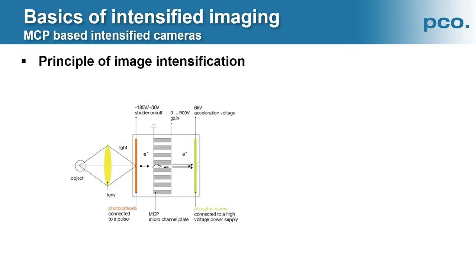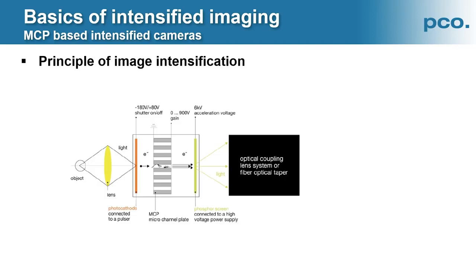The electrons are further accelerated before they hit the phosphor. Here, on the phosphor, the reconversion of fast electrons into many visible photons finally takes place. So we have amplified a weak image on the photocathode input into a strong image on the phosphor output. To finally get a digital image from the phosphor screen, we need an optical coupling, which can be a lens system or a fiber optical taper, and a digital camera module. It can be a CCD or a CMOS camera.